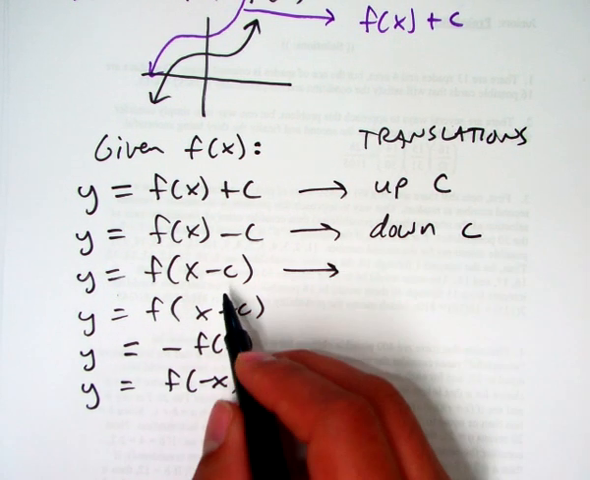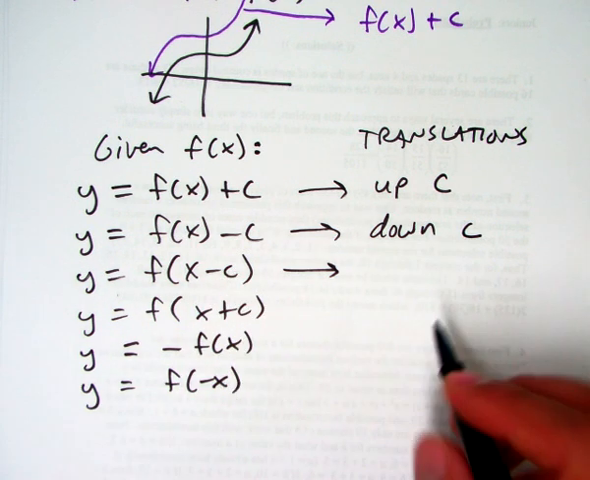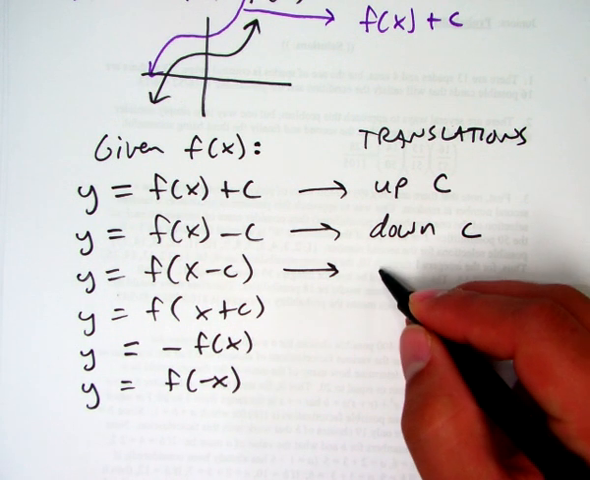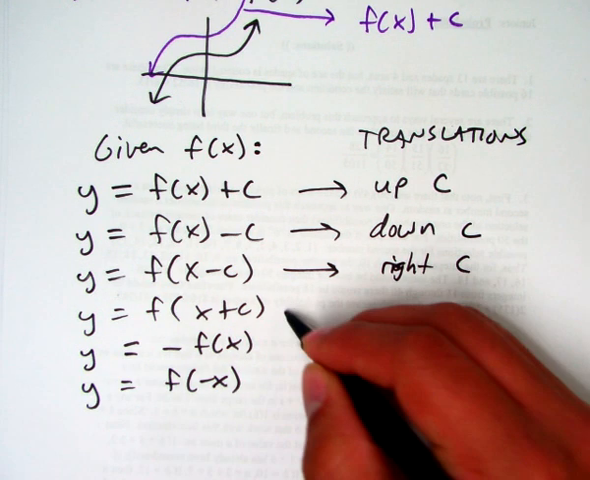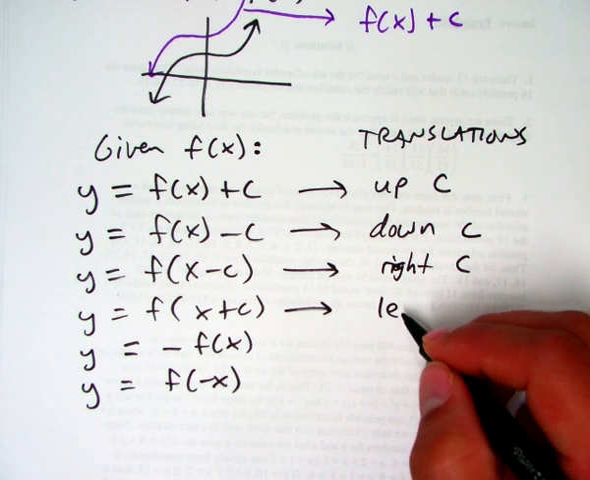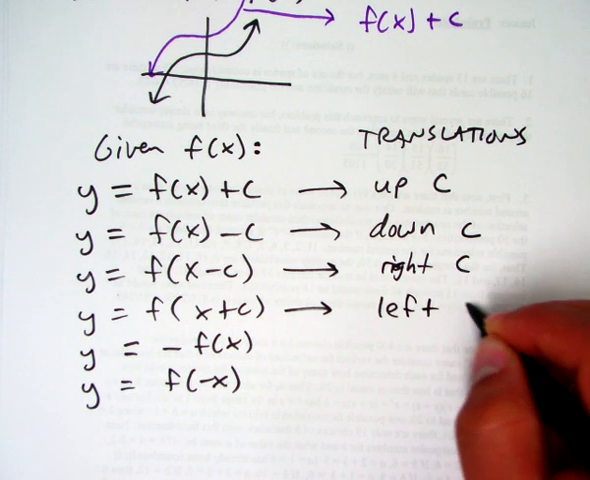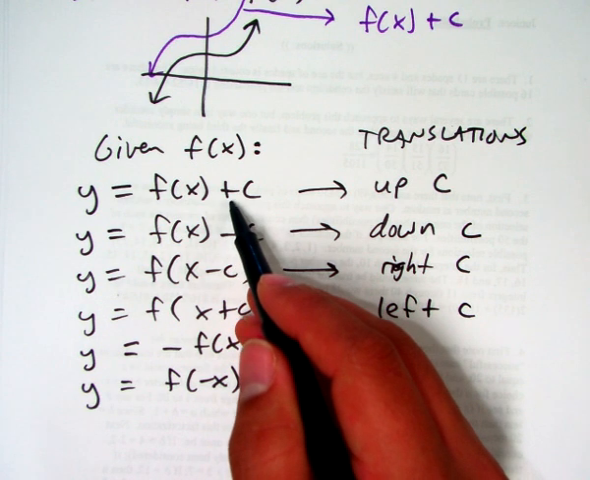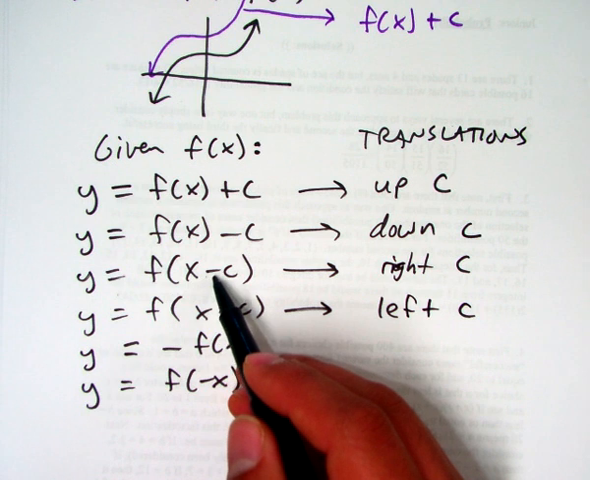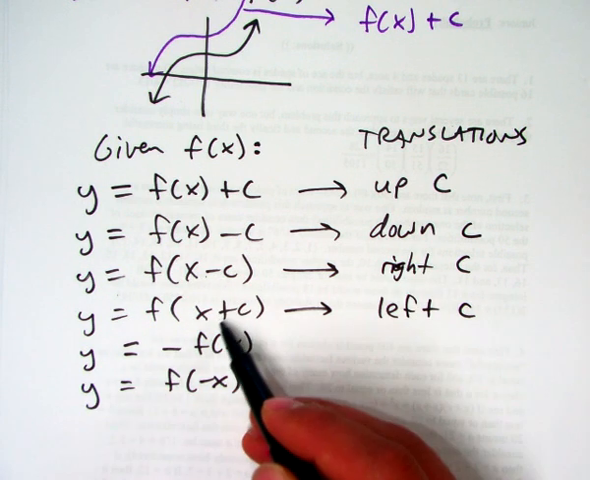If we have x minus c within the function, and you'll see what that looks like in a minute, that's going to move it right c. If we have f of x plus c, that'll go left c. So it's kind of easy to remember. If it's outside, it does exactly what you think it would, up, down. If it's inside the parentheses or inside the function, you do the opposite. So if we subtract, we go right, and if we add, we go left.